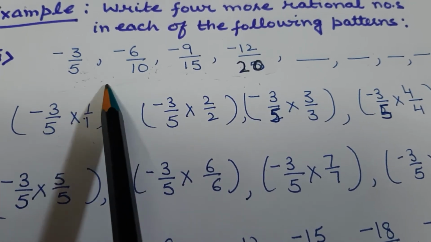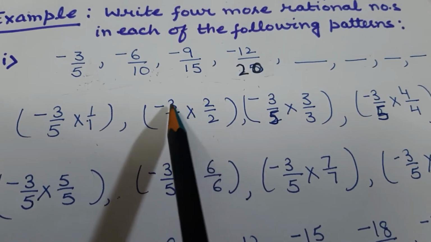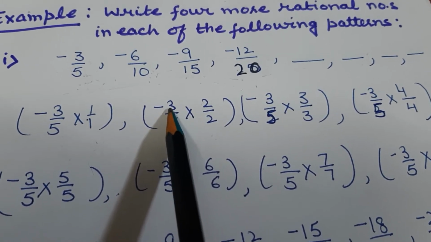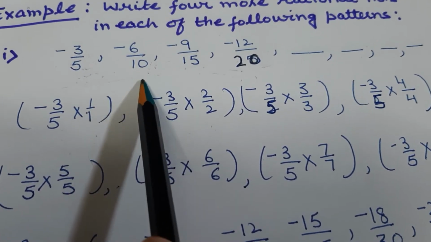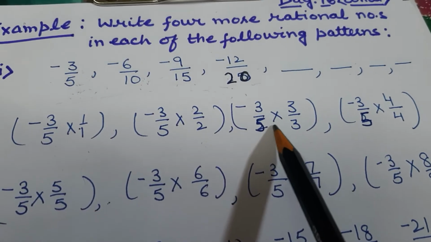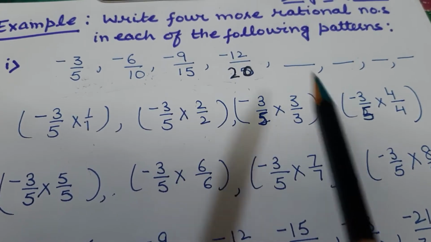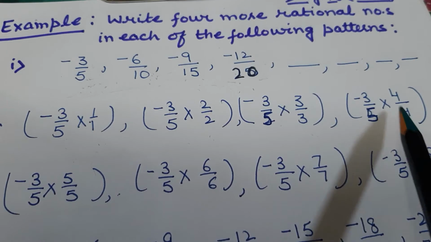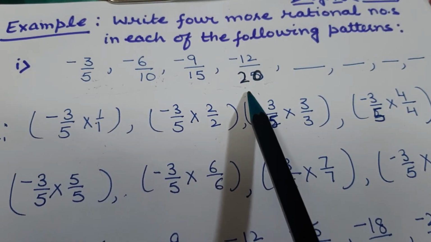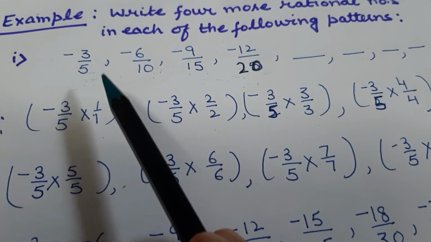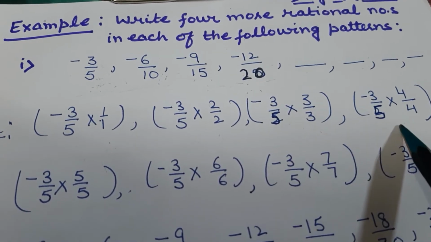So same number, and if we multiply with 2 and 2, then 3 minus 2s are minus 6 and 5 2s are 10. Then next, multiplying with 3, we are getting 9 over 15. Then multiplying with 4, we are getting minus 12 over 20. It means the first number we are multiplying with 1, 2, 3 and 4.